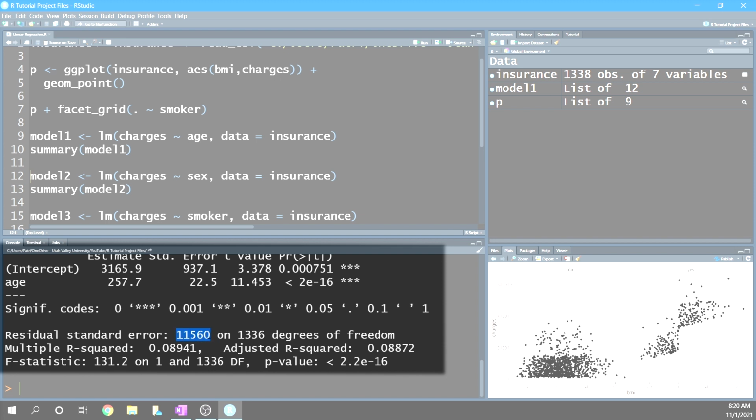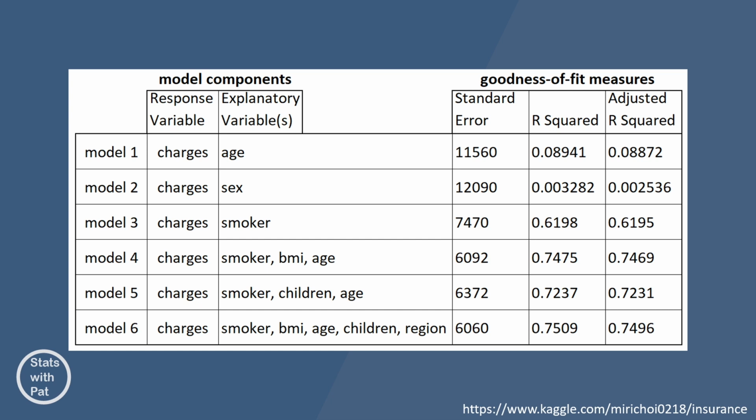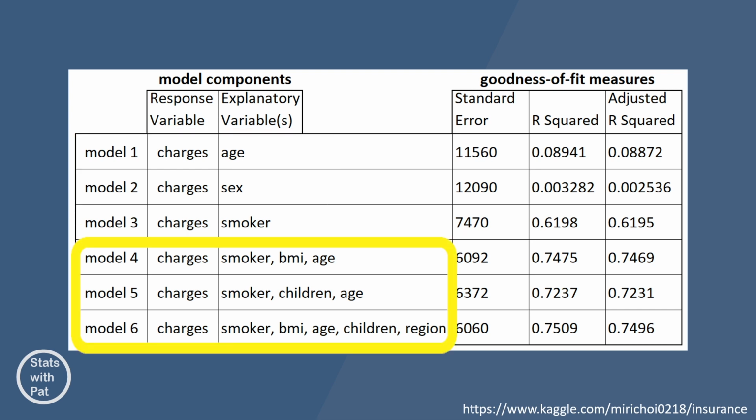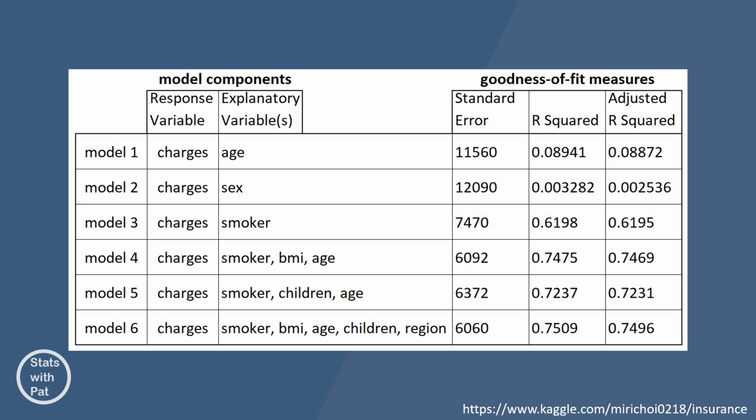And now that we know a little bit about what's going on with R and a little bit about the goodness of fit measures, we can go ahead and compare some of the models that I've created. If you look, the first three models are simple linear regression, and we know that because they each only have one explanatory variable. The next three models are multiple linear regressions, which means that we're using more than one explanatory variable. We're going to take a look and see how adding more variables can make the model a lot stronger.